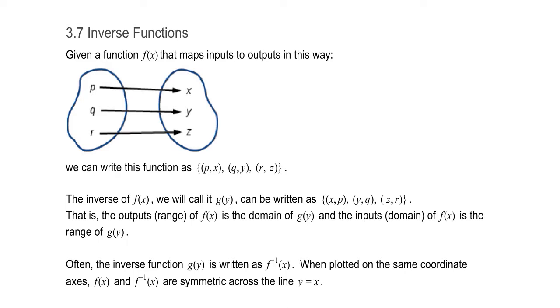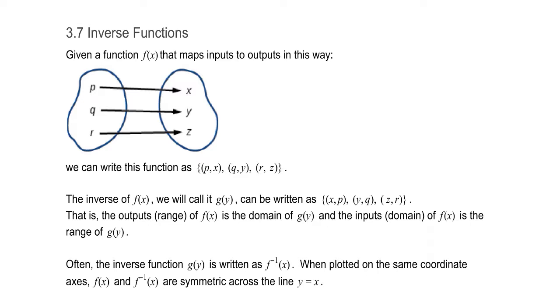Now the inverse of f of x, we're going to call it g of y, can be written as (x, p), (y, q), and (z, r). As you can see, the inputs and the outputs are switched. That is, the outputs, or the range, of f is the domain of g of y, and the domain of f of x is the range of g of y.